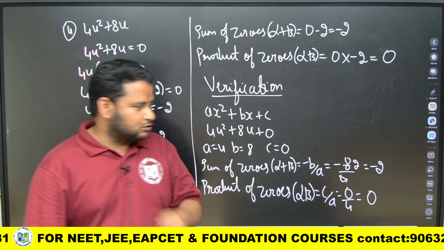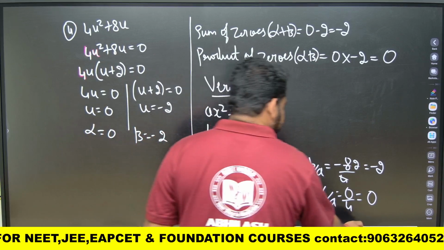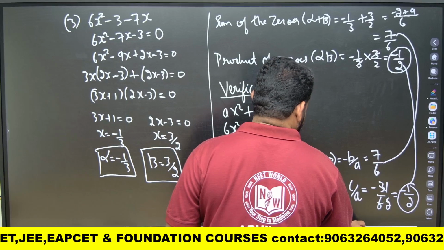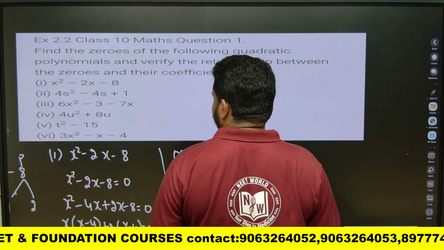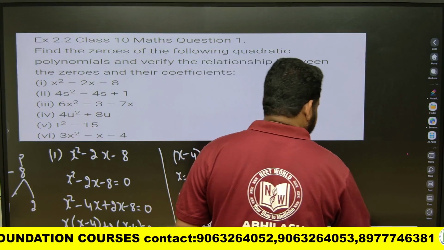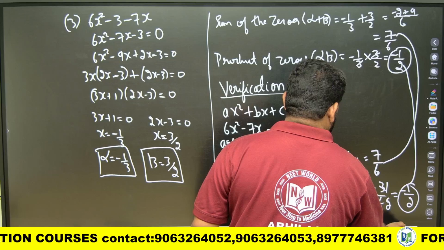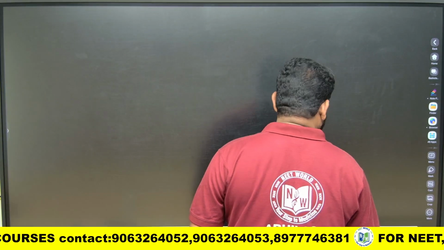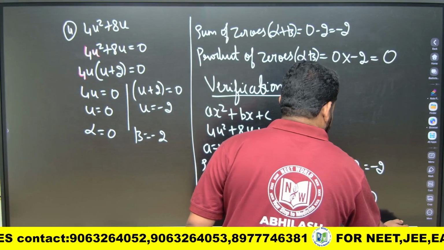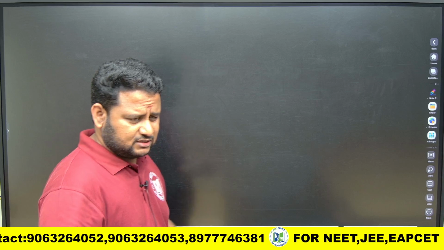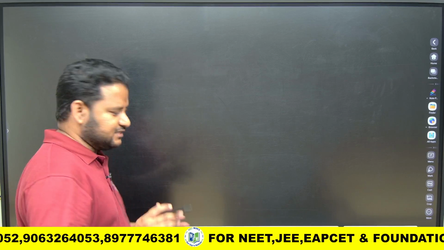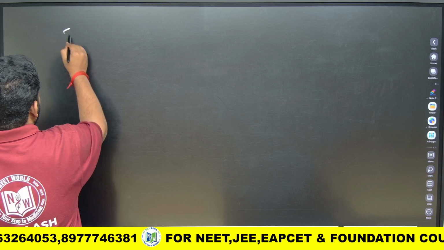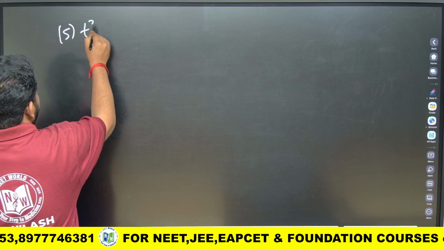Let us move to the next question, friends. That is, I think, the fifth question. The fifth question is t square minus 15. You will feel this is a complex quadratic equation, a little complicated question, but it is not actually.